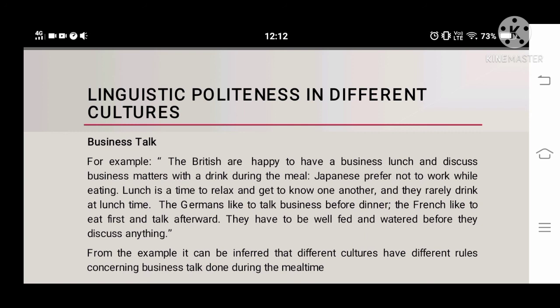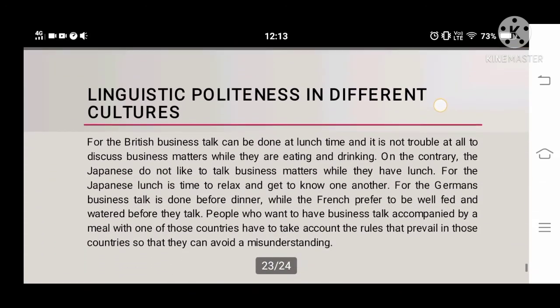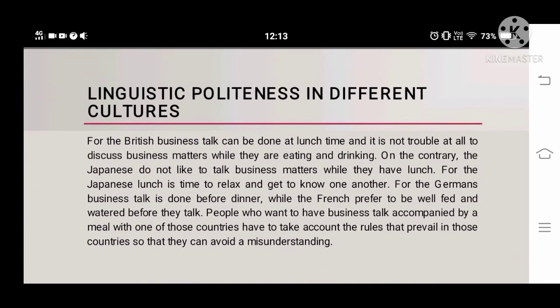From the example, it can be inferred that different cultures have different rules concerning business talk done during mealtime or lunch. For the British, business talk can be done at lunchtime and it is no trouble at all to discuss business matters while they are eating and drinking. On the contrary, the Japanese don't like to talk business matters while they have lunch.